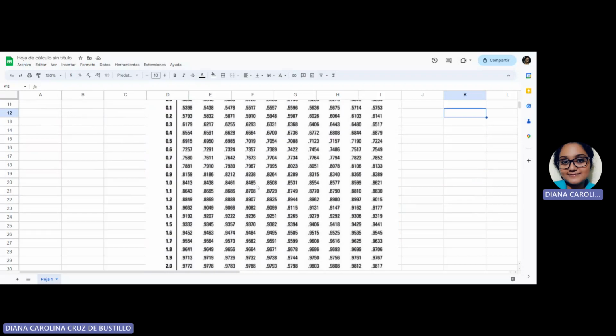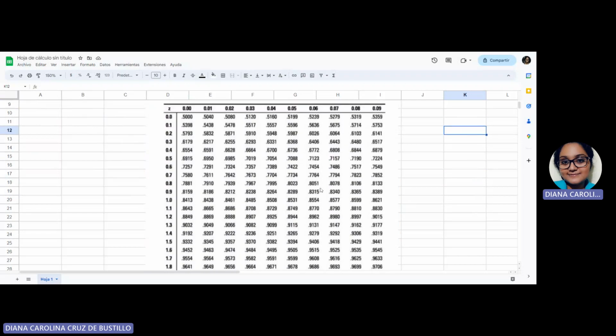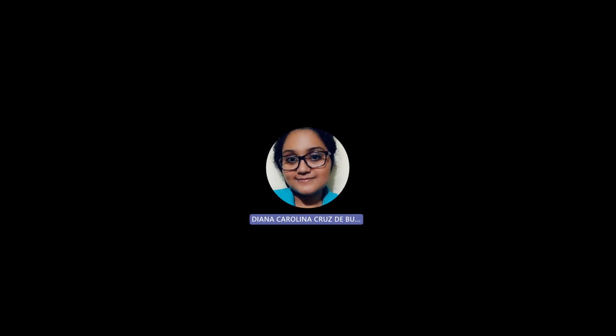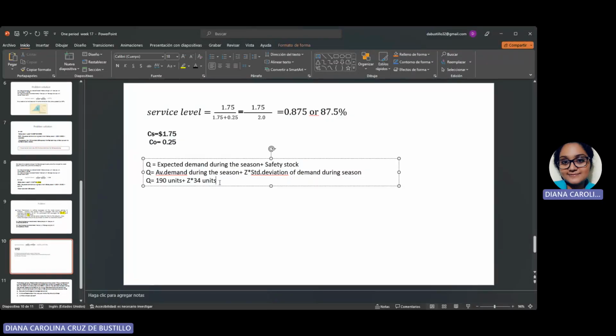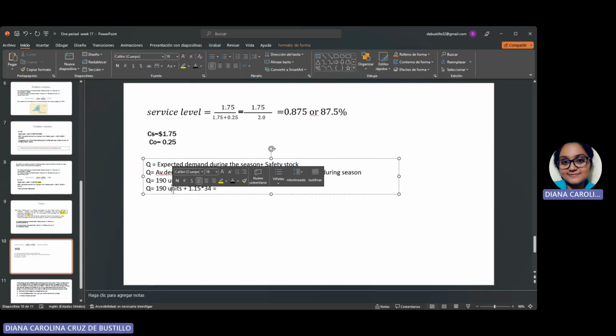So you can do it both ways. Just find here the closest value to the service level that you need. In our case, it was 0.875. So this is the closest, it's 1.15. Okay, so then we come back to our exercise. Now you have the C value that you were missing, and we can calculate the Q. Let me do that quickly.